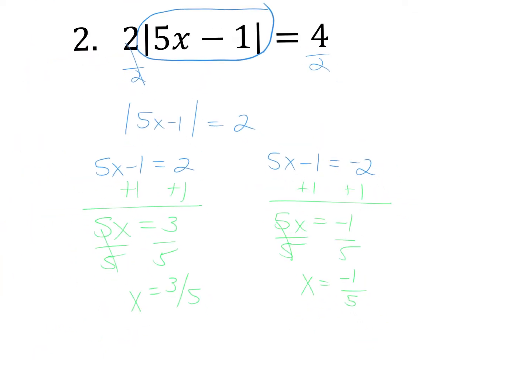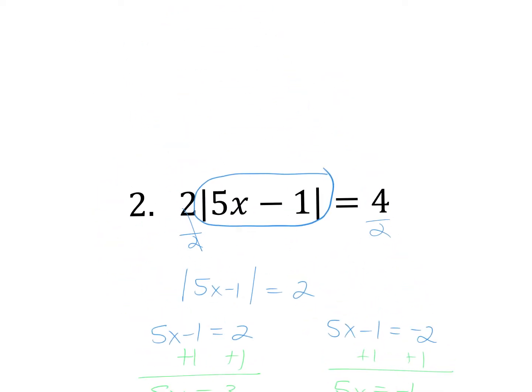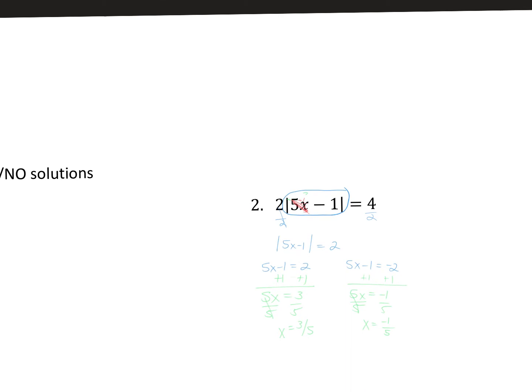All right, quick little check, guys. If I plug in 3/5 here, 3 over 5, your 5's cancel, right? So 3 minus 1 is 2. The absolute value of 2 is 2, and 2 times 2 is 4. So that one works. All right, so now let's do negative 1/5. The 5's will cancel. What's negative 1 minus 1? Negative 2. What's the absolute value of negative 2? Positive 2. And then 2 times 2 is 4. So that works.